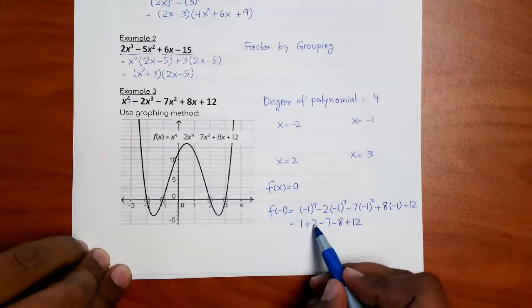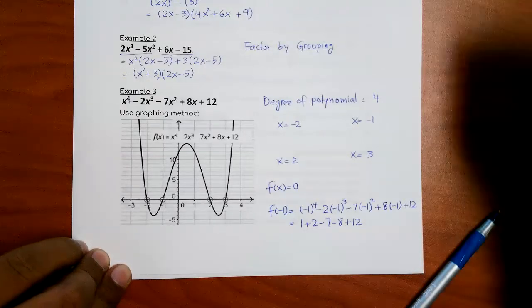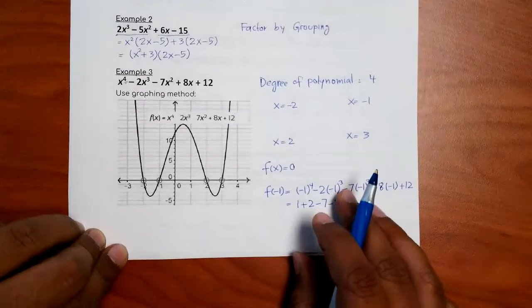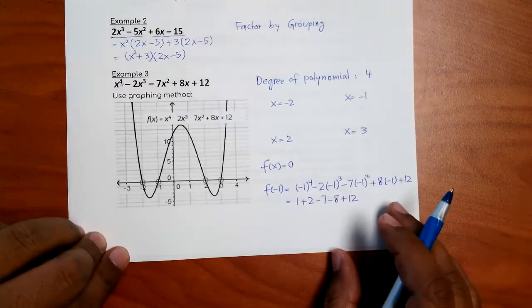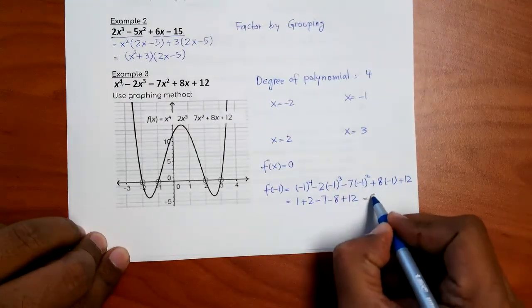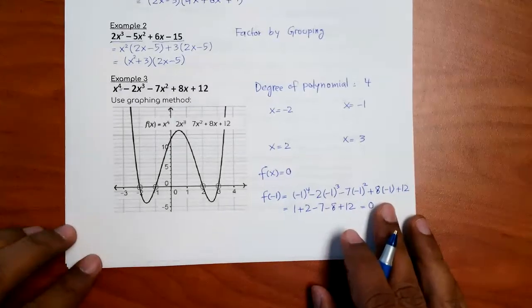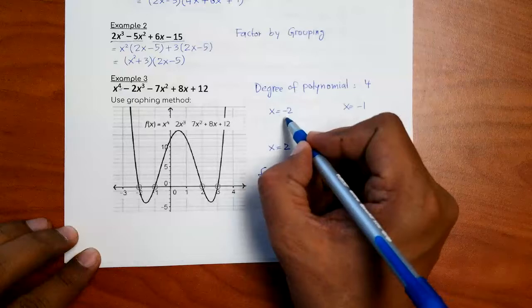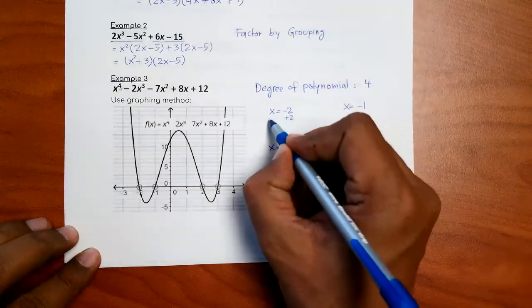So 12 plus 2 plus 1 is 15, and 7, negative 7, negative 18 also 15, so it is equal to 0. So what we do is, in this case, when we have x equal to negative 2, we take this 2 to the other side.